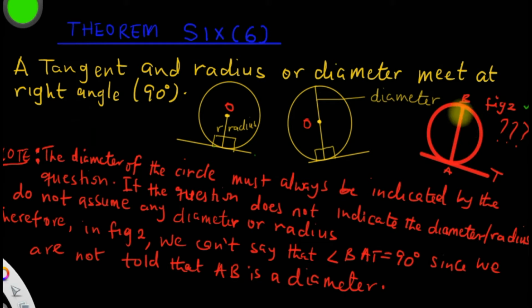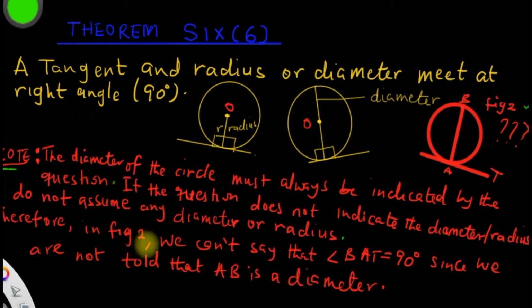In any question, if you are not told that the line is a radius or a diameter, you don't have to assume. Note that the diameter of a circle must always be indicated by the question. It is the question that must indicate the diameter, not you as a student. If the question does not indicate the diameter or radius, do not assume any diameter or radius.